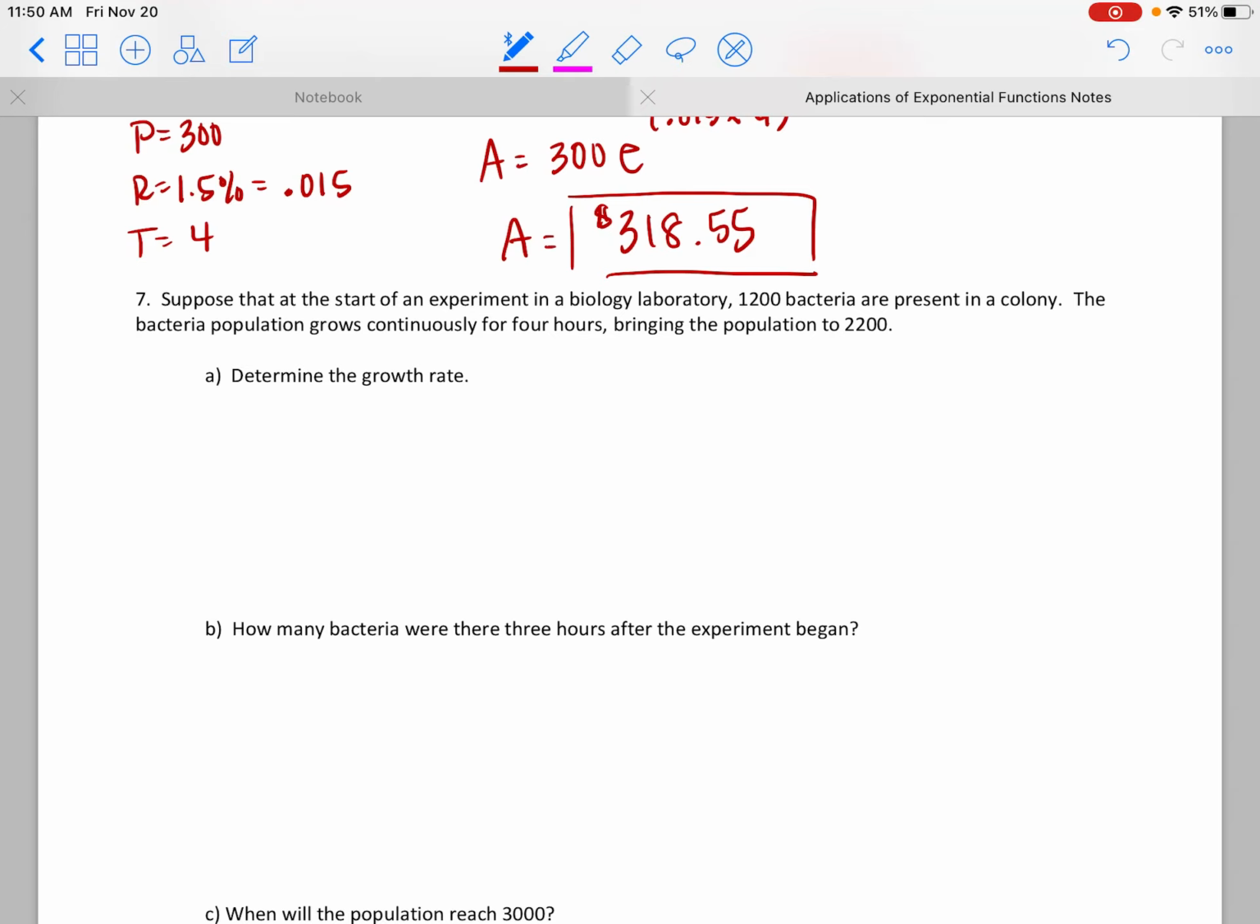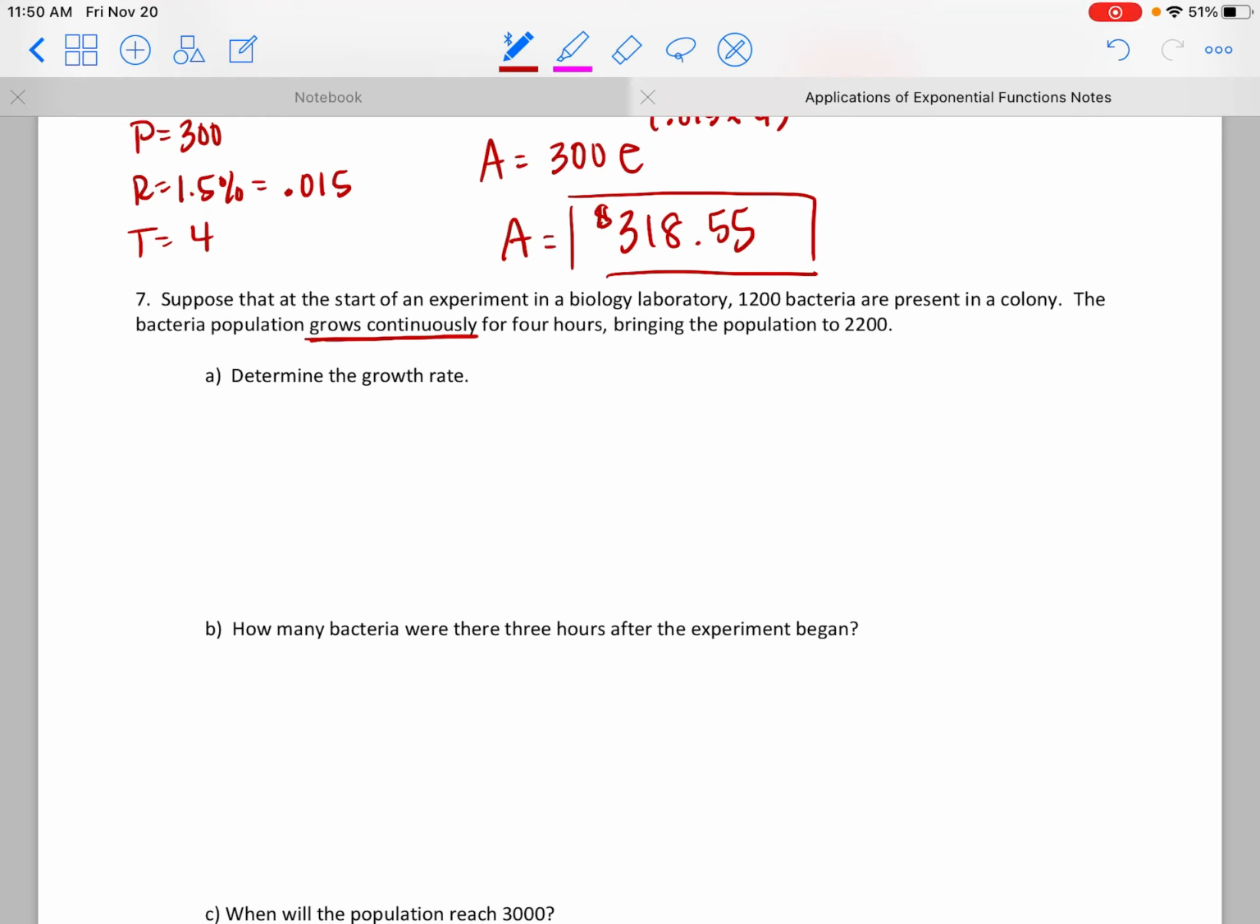It says, suppose that at the start of an experiment in a biology lab, 1,200 bacteria are present in a colony, and the bacteria population grows continuously. So the fact that it says it's growing continuously is telling you to use your A equals P e to the rt power formula. So we sometimes call it PERT. Hopefully that's reasonable as to why. So it says it's growing continuously for 4 hours, bringing the population to 2,200. And it says to determine the growth rate.